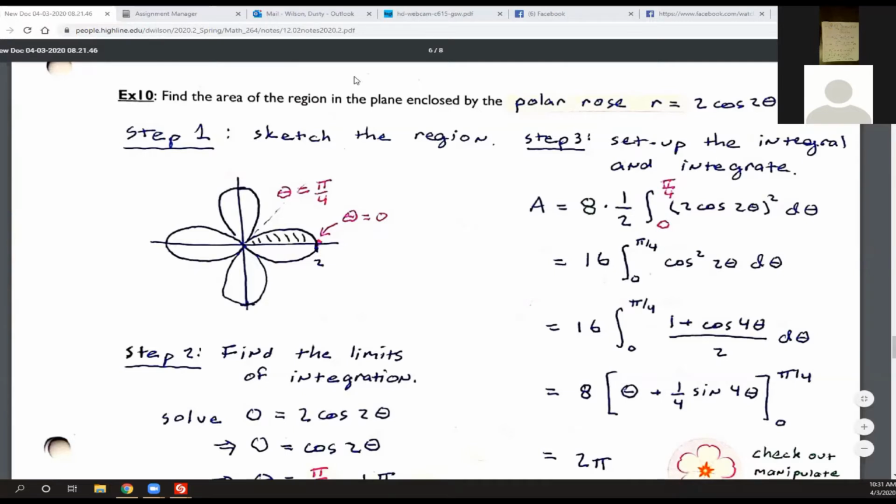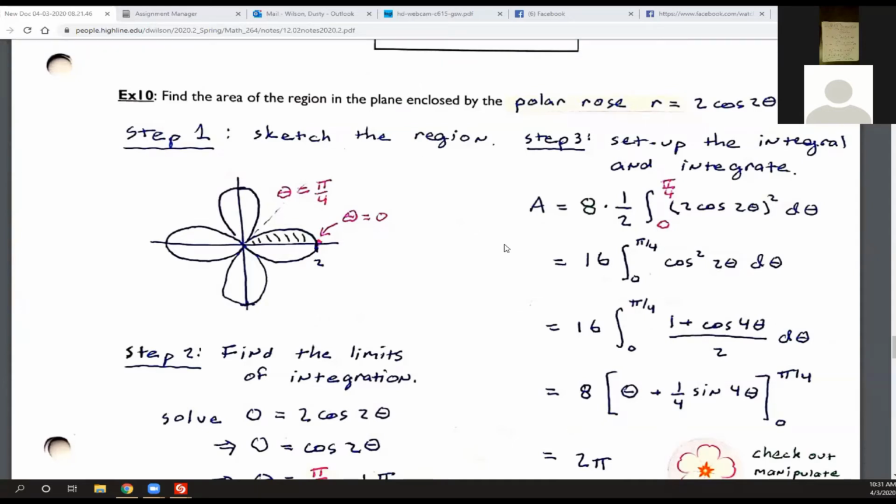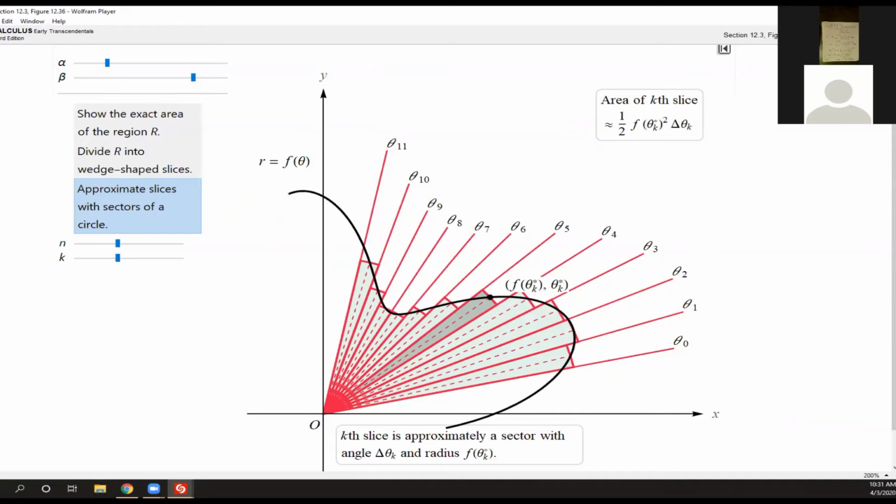All right, let's look at a manipulate and make sure you're tracking what's going on in terms of this process. Ooh, was I? Oh. I'm learning about my technology. Okay. All right.